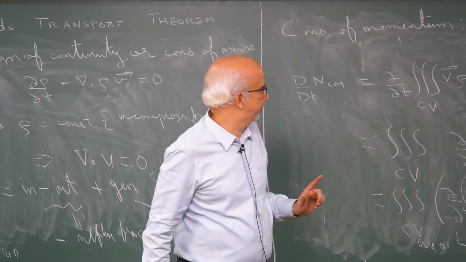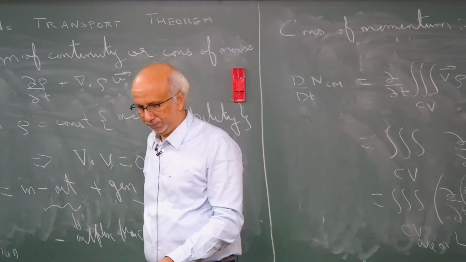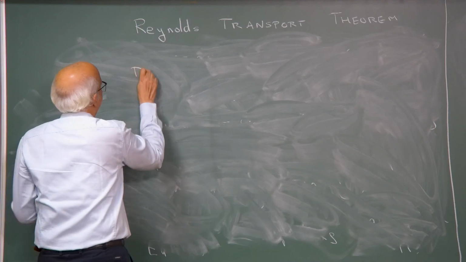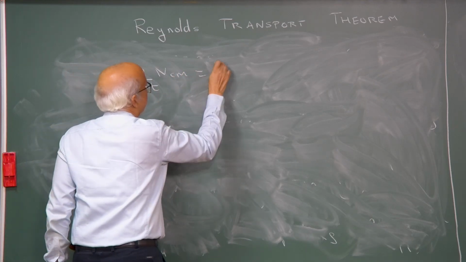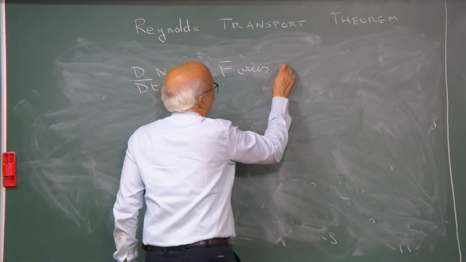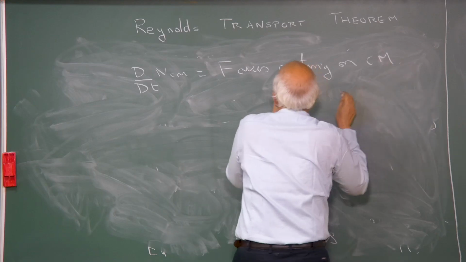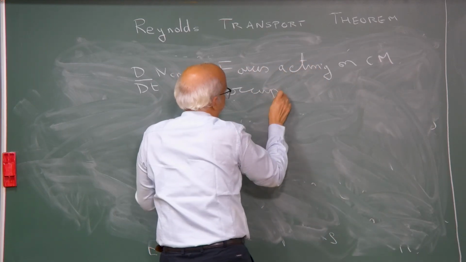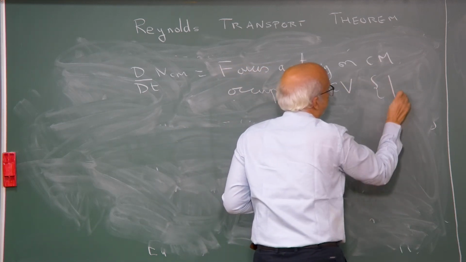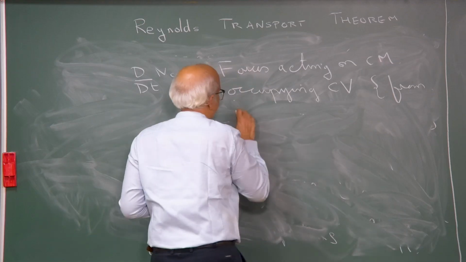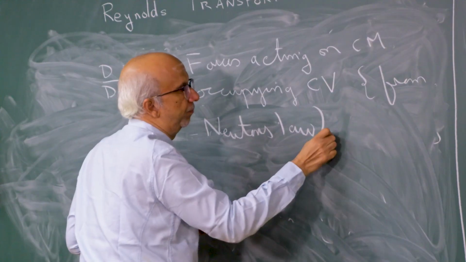So, now from the Lagrangian approach, this term on the left hand side gives my forces. So, d/dt of N_CM equals forces acting on the control mass occupying the control volume, from Newton's law.